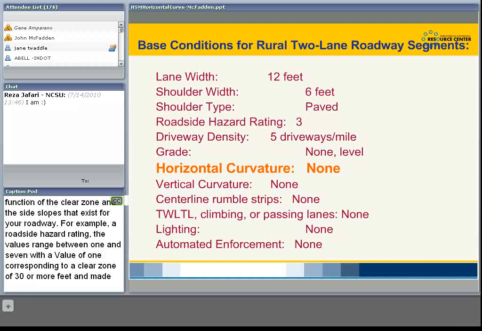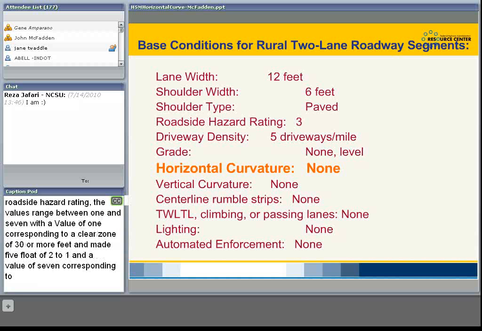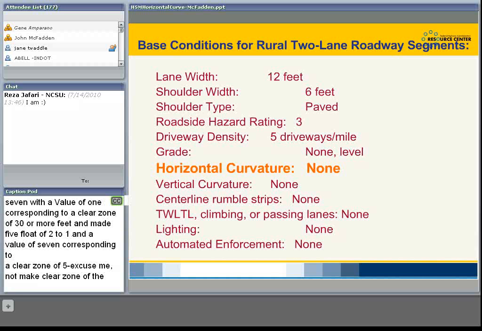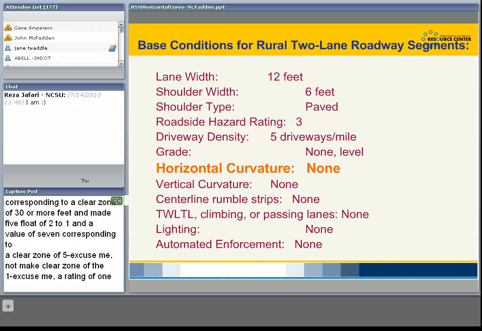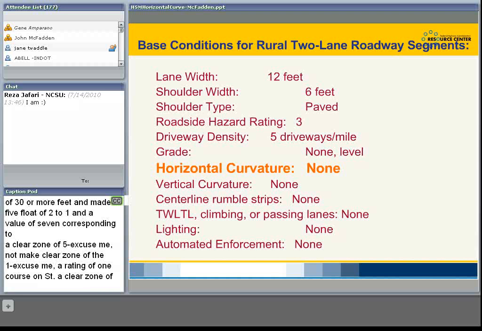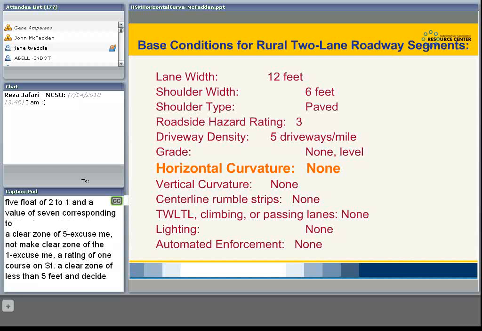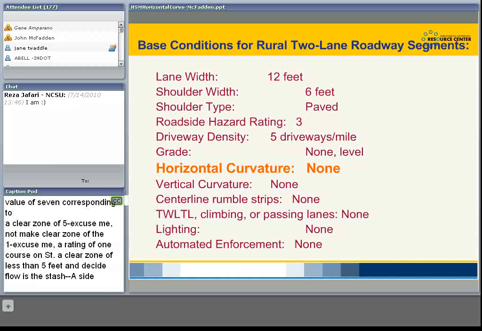So, for example, a roadside hazard rating has values that range between 1 and 7, with the value of 1 corresponding to a clear zone of 30 or more feet and a side slope of 2 to 1 or steeper, and a value of 7 corresponding to a clear zone of less than 5... or excuse me, a roadside hazard rating of 1 corresponds to a clear zone of less than 5 feet, side slopes 2 to 1 or steeper.